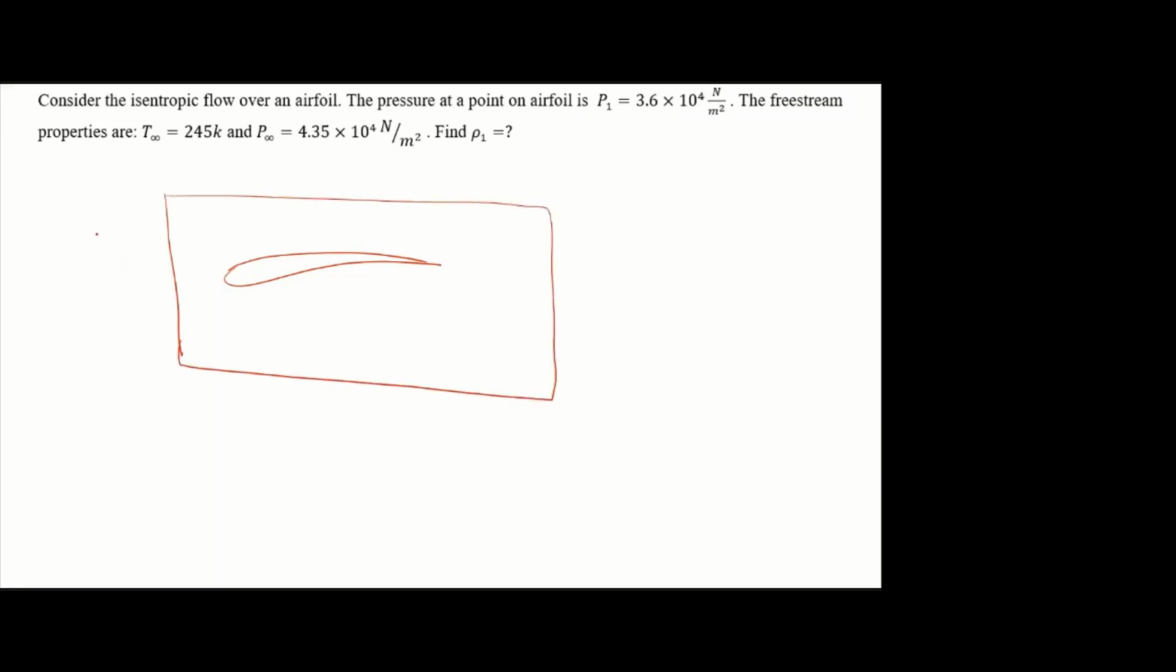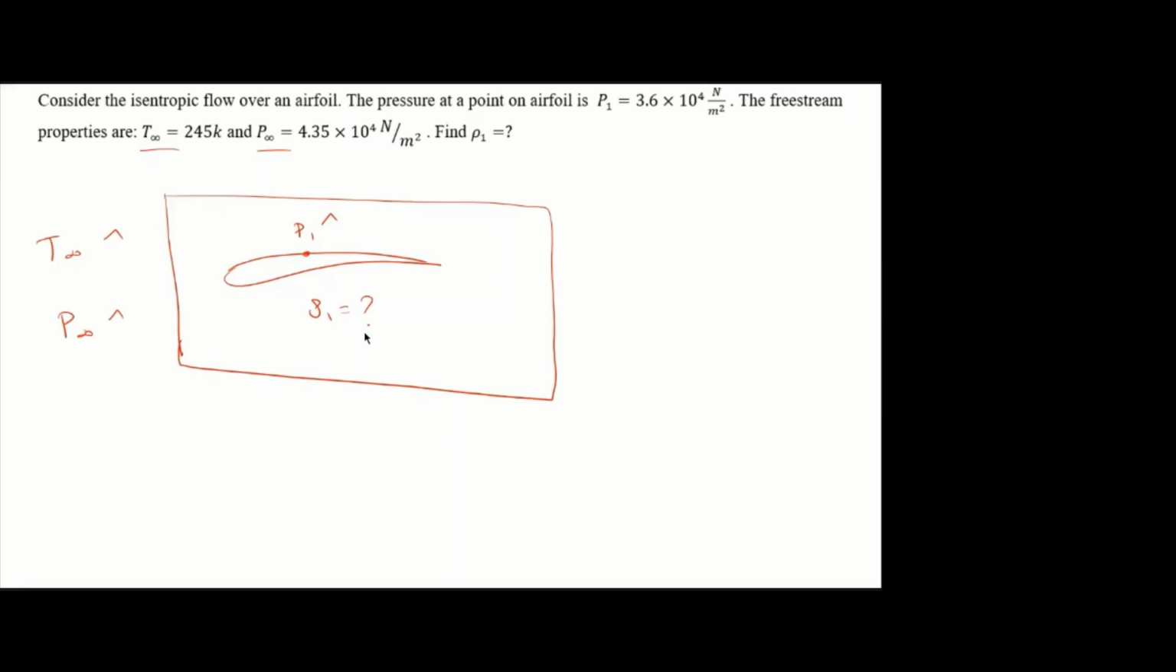And this is the next problem. So here they consider flow over the aerofoil. So I'm drawing the control volume. They mention free stream properties P infinity, T infinity, and pressure on the aerofoil it is P1. What you have to find is rho 1. Here what is the procedure? So T infinity is known, P infinity is known, P1 is known. Using that you have to find rho 1.